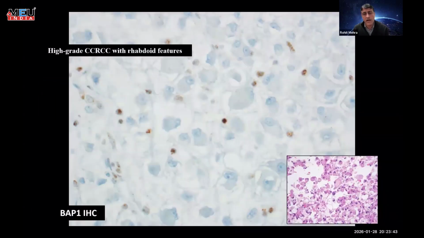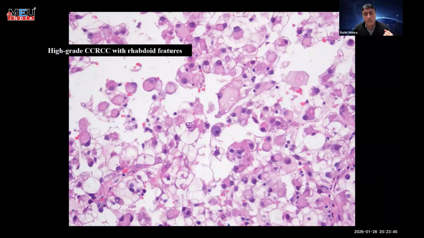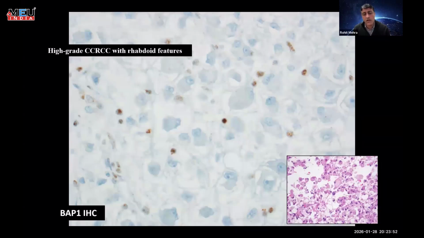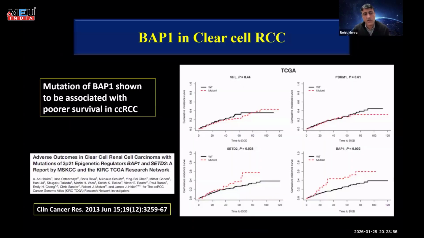So I find it fascinating that there is a unique morphology which is known to be associated with a poor prognosis, and then we have an underlying molecular genomic aberration, which is independently shown to be associated with poor survival. So I think this is a nice example of a clinical morphologic and underlying genomic or translational correlate.